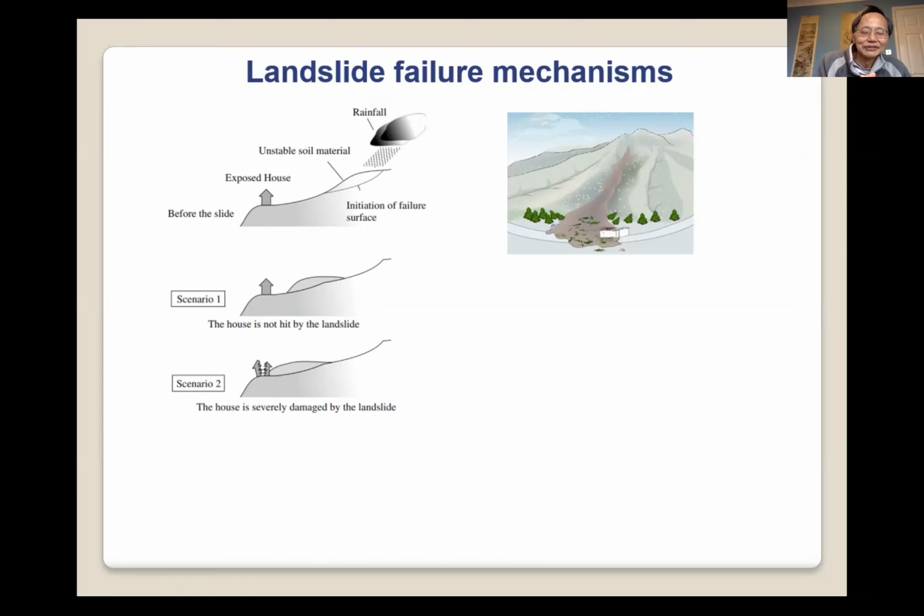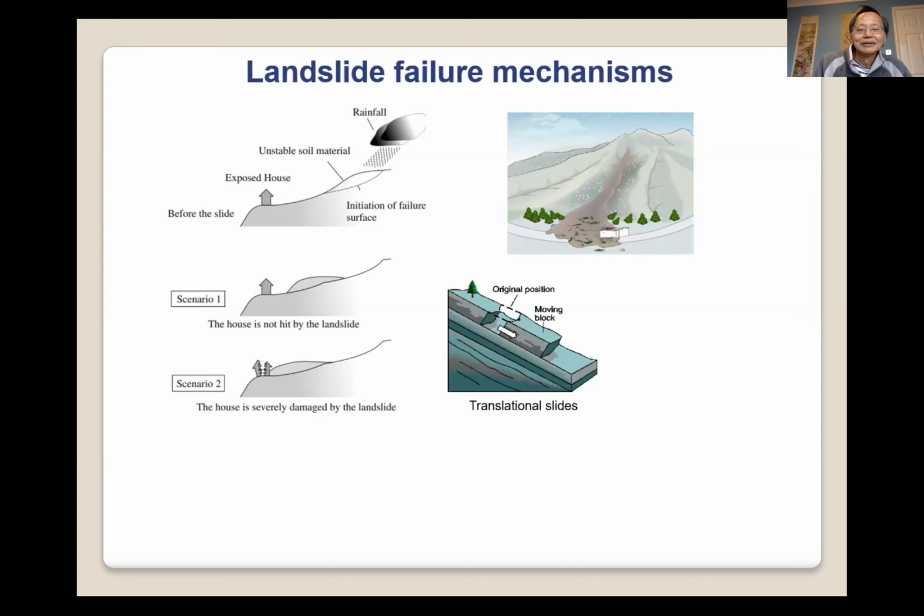The heavy rainfall comes down and causes the soil or slope materials to saturate. Once the soil or slope material saturates, the cohesion or shear strength is reduced. Then under gravity or self-weight driving, landslides happen. That means the soil or slope materials above the rock would slide down due to the gravity driving force.